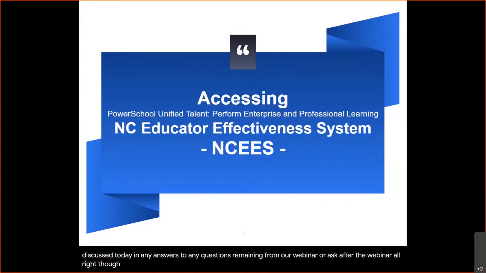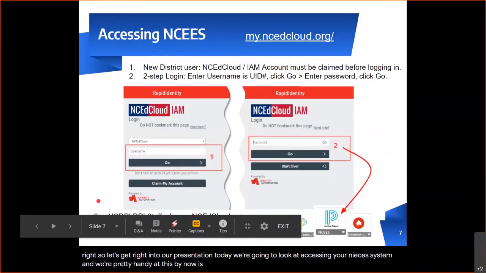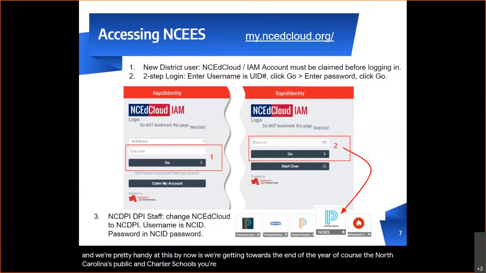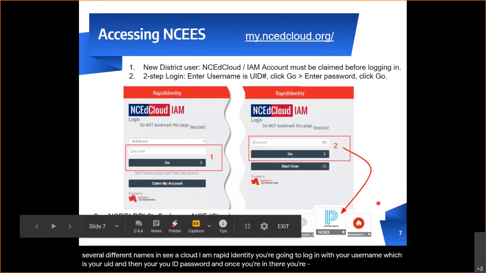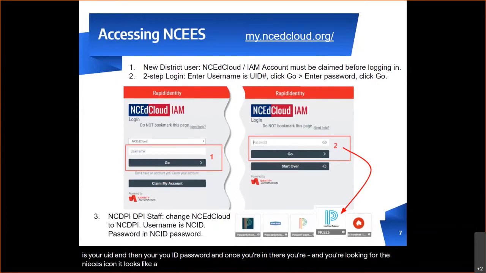All right, so let's get right into our presentation today. We're going to look at accessing your NCEES system, and we're pretty handy at this by now as we're getting towards the end of the year. Of course, in North Carolina public and charter schools, you're going in through our single sign-on system. It's known by several different names: NCEES Cloud, IAM, Rapid Identity. You're going to log in with your username, which is your UID, and then your UID password. And once you're in there, your dashboard should load up several icons, and you're looking for the NCEES icon. It looks like a PowerSchool blue, cyan blue letter P with the word NCEES underneath.